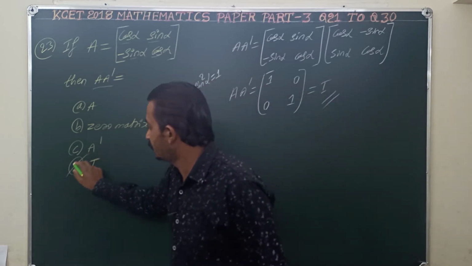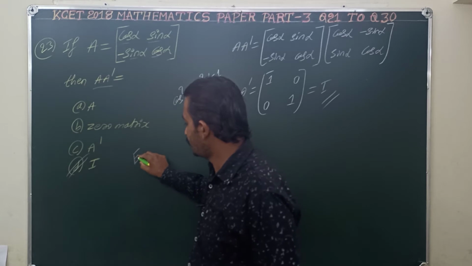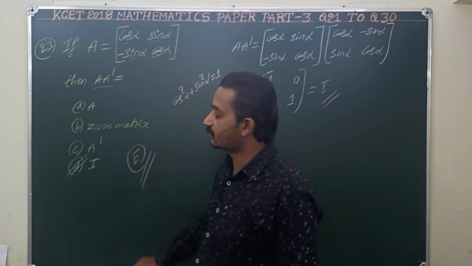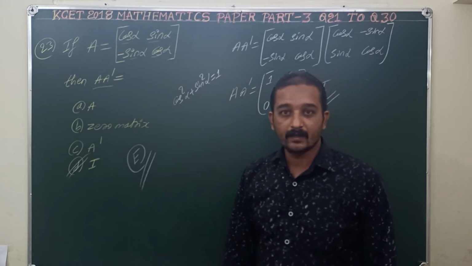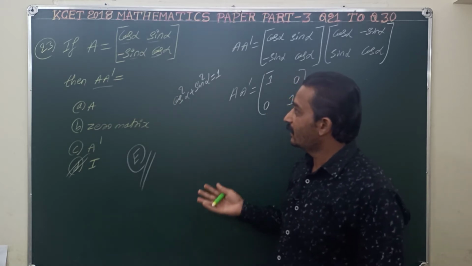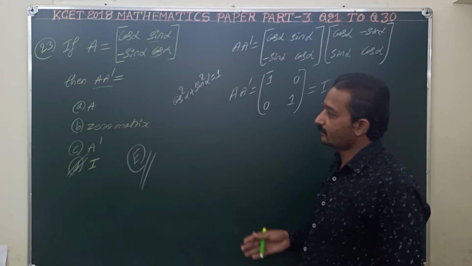Option D is correct. So this is an easy question. Most of the students solve this question easily because they have already solved this type of question in the NCERT textbook with real entries. Here trigonometric entries are there. So take down.